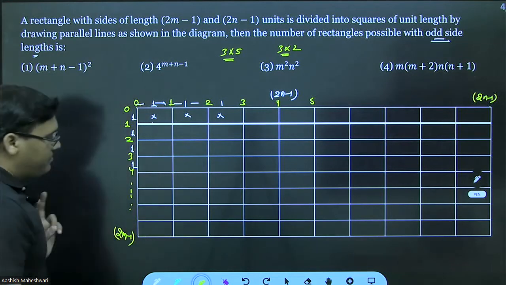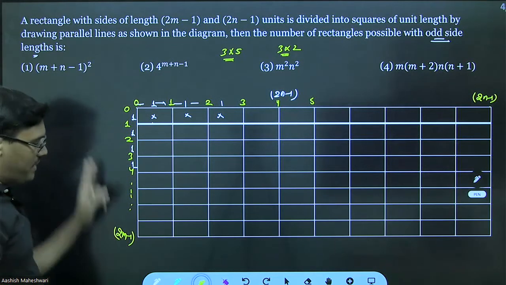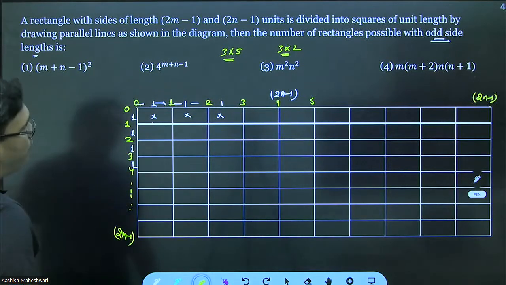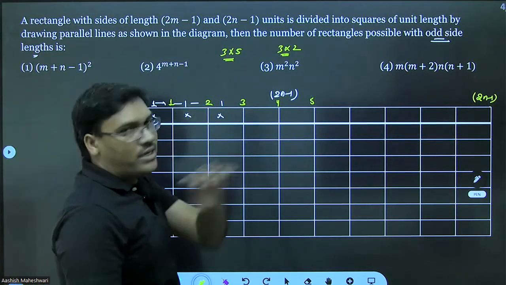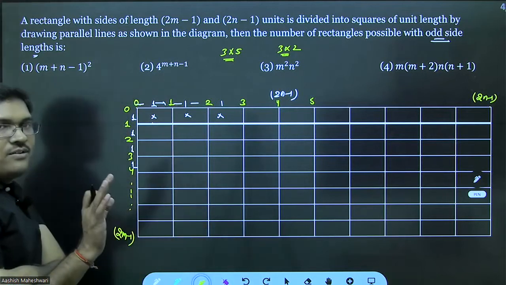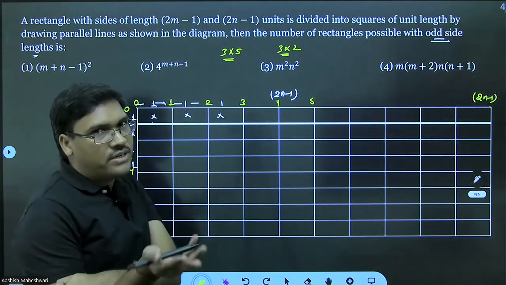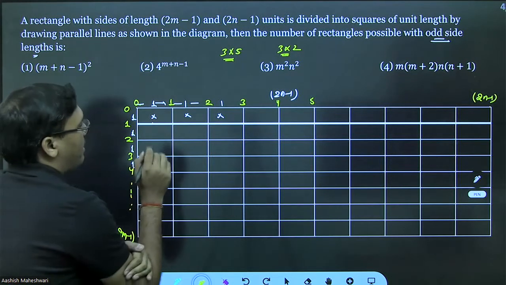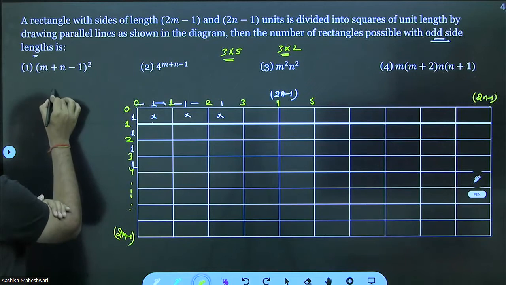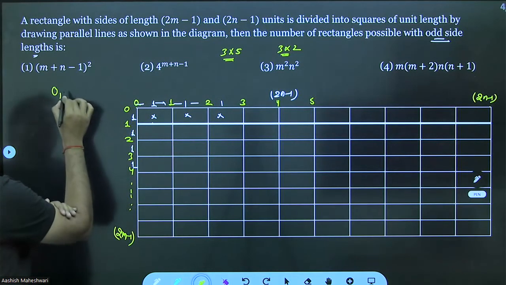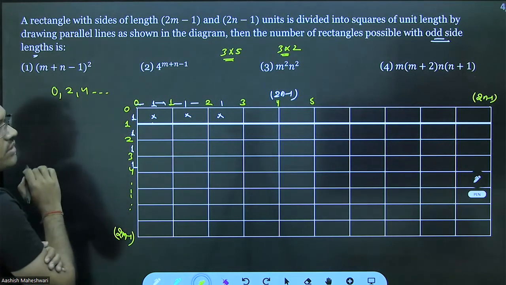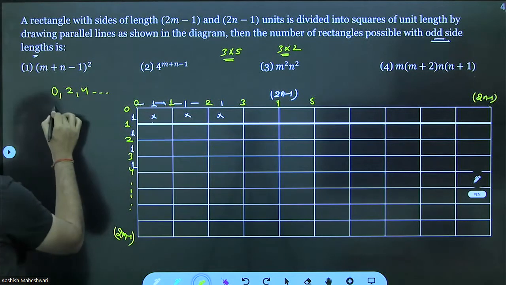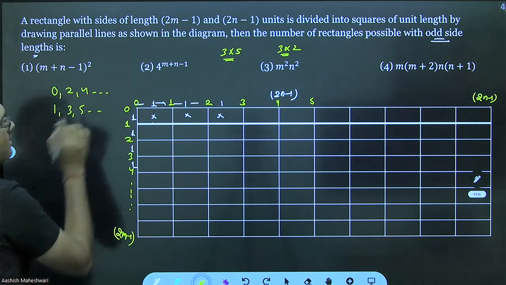This total you can see. This is 2m minus 1 length. This is 2n minus 1 length. This is right. Now we have to form the rectangles of odd length. For any rectangle, what we require is 2 horizontal lines and 2 vertical lines. Now you can see here, I have some lines which are evenly named 0, 2, 4, 6, and so on. And similarly, we have some vertical lines which are named 1, 3, 5, and so on.